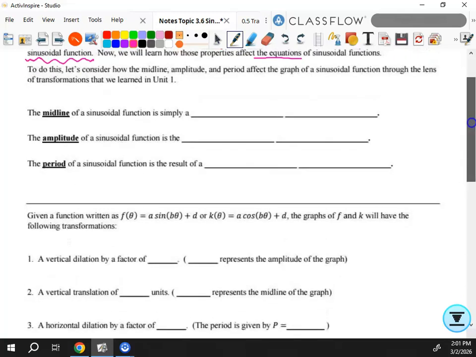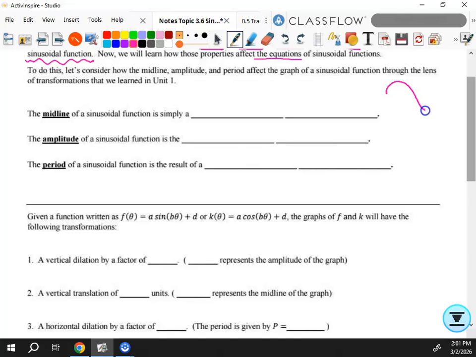So let's draw a little bitty sine curve there. And so we understand what the midline is. The midline for a parent function is the x-axis, but it shifts with the graph, so it really doesn't matter where the axis is. That would be my midline, okay? And all the midline is a vertical translation.